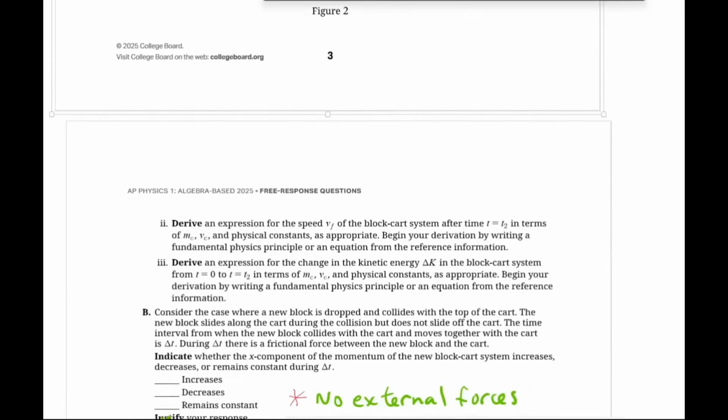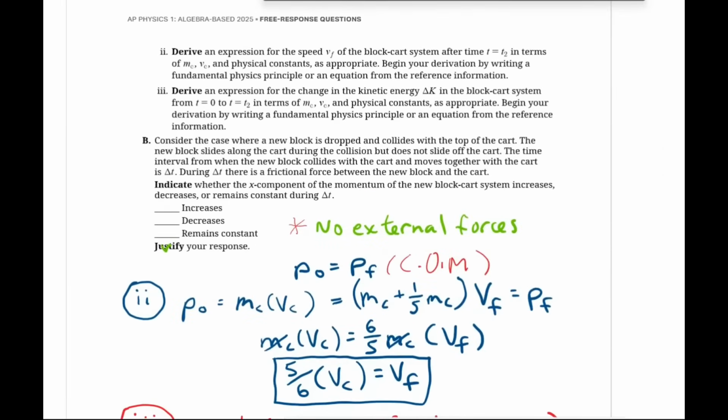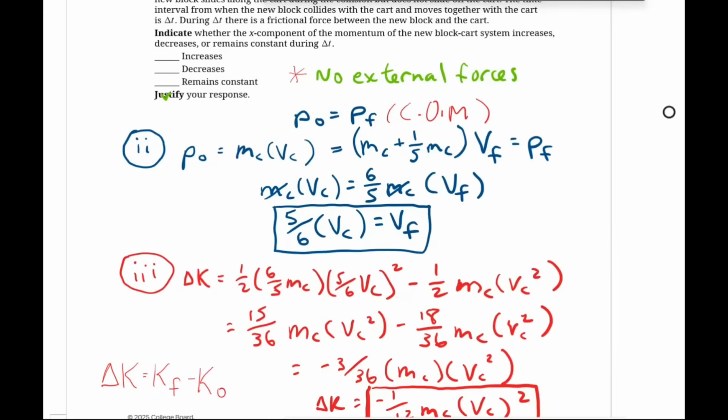Now, moving on to part 2, it says derive an expression for the speed Vf of the block cart system after time t equals t2 in terms of MC, Vc, and physical constants as appropriate. Begin your derivation by writing a fundamental physics principle or an equation from the reference information. So I have everything written out in blue over here.